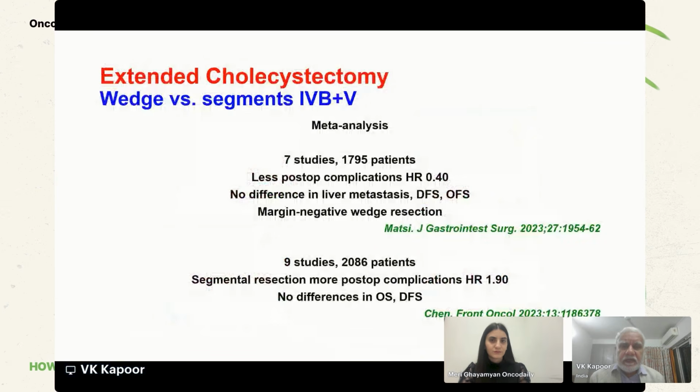Now, in liver, it has been shown that whether you do a wedge resection 2 centimeter or you do a formal segment 4B and 5, there is no difference. And the aim is to have a R0 resection. So it depends on the extent of liver infiltration, whether you should do a wedge or a segment 4B and 5 resection.